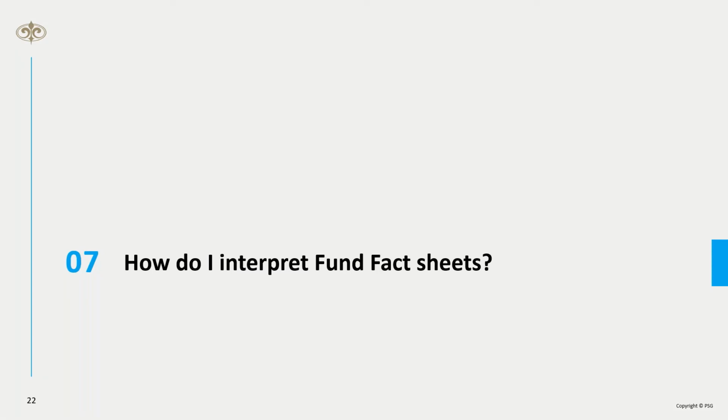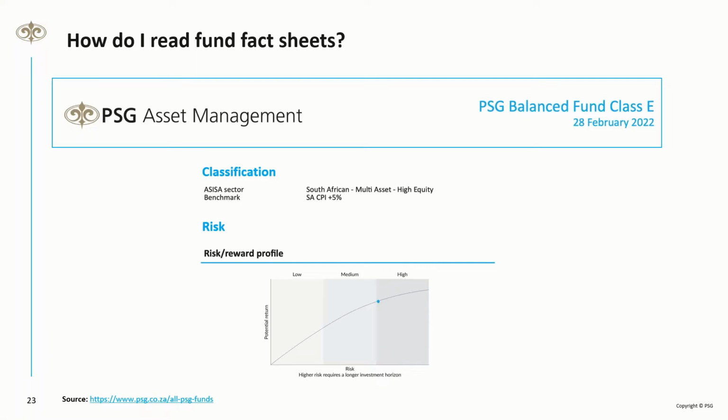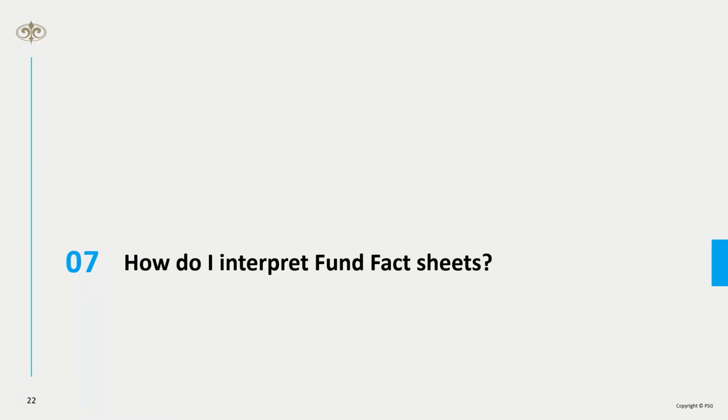So how do we interpret fund fact sheets if we now have a short list that we compiled? How do we decide between them? These are also referred to as minimum disclosure documents, or MDDs, that you'll sometimes see on companies' websites. And the first step is to download it from the particular asset manager's website, be it PSG, Allan Gray, Coronation, or any of the other fund managers listed in South Africa.